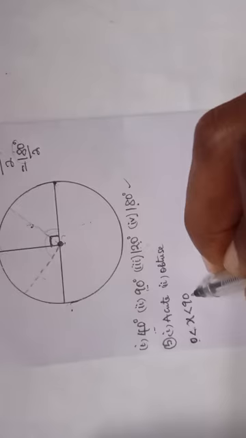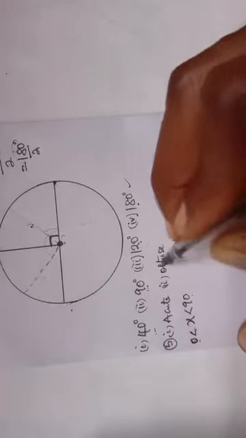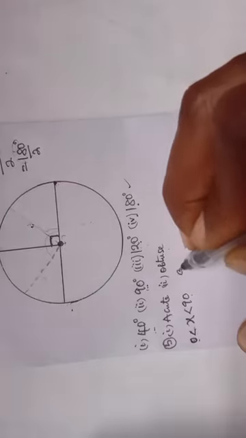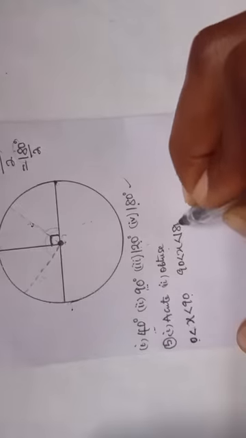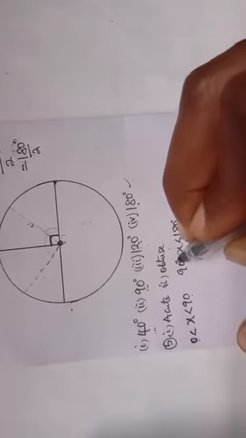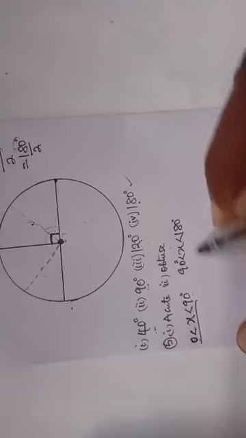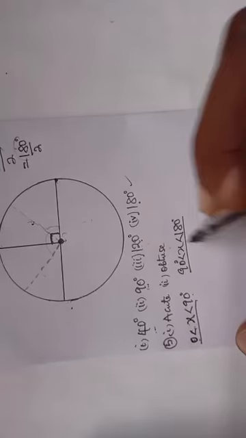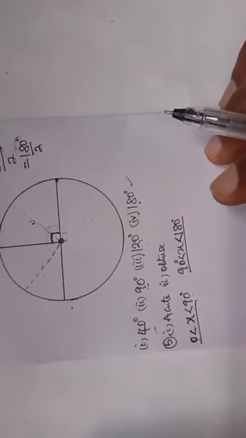That's the range. Now, obtuse means above 90 but less than 180. So obtuse means it lies between 90 and 180 degrees. This is the range for acute, the range for obtuse. Okay, good. Now let's continue.